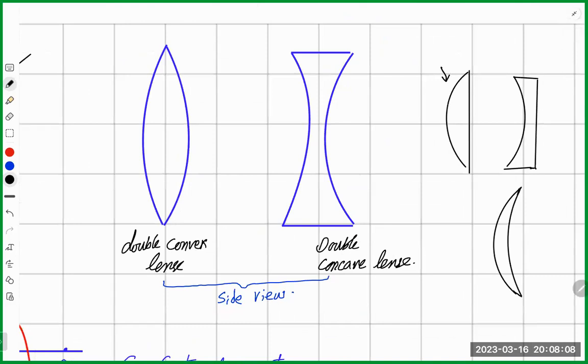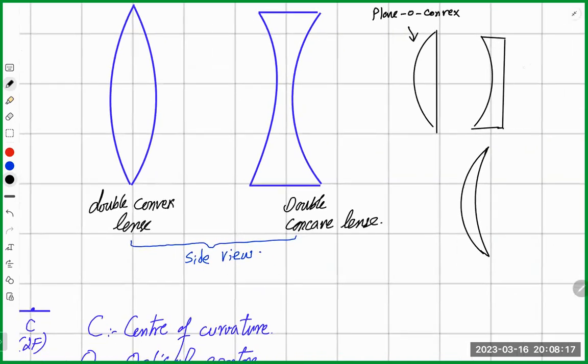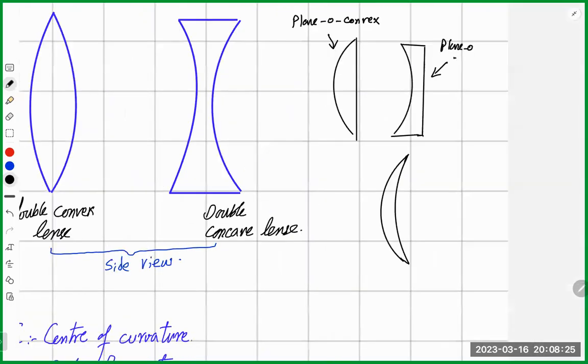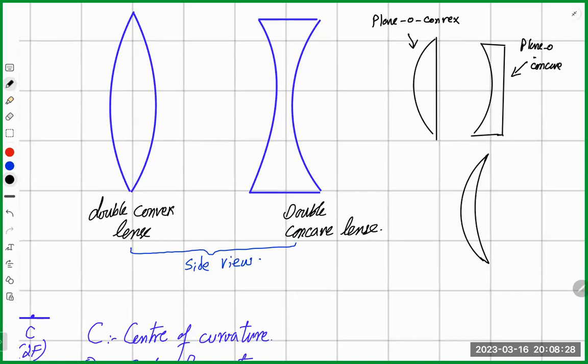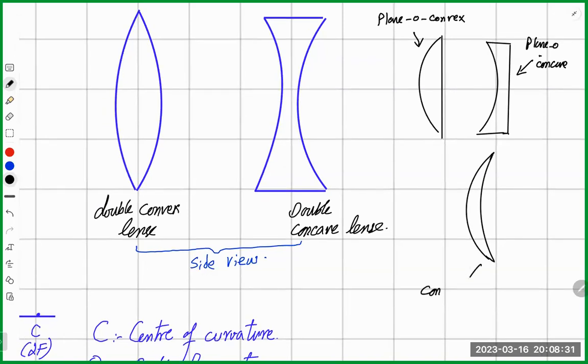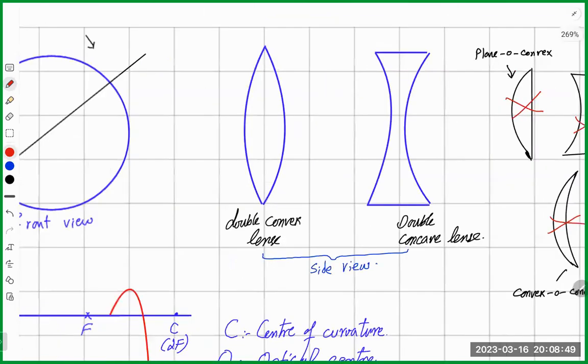This is plane, plano-convex. This one is plane, concave, and this one is convexo-concave. So we won't be discussing these. So let's discuss these two.